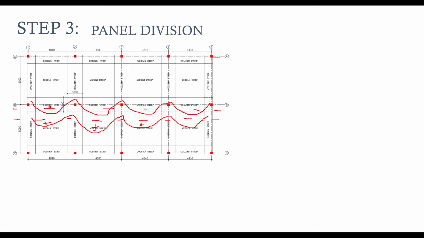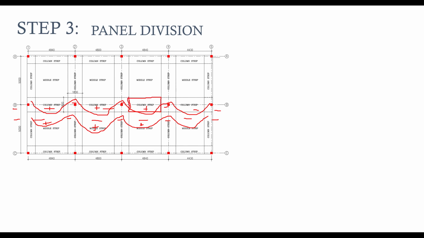So this is positive moment, this is negative moment. This is positive moment, this is negative moment. This is positive, this is negative. So this is what I'm trying to explain. You can see that this is the positive moment for the column strip. It is this region.